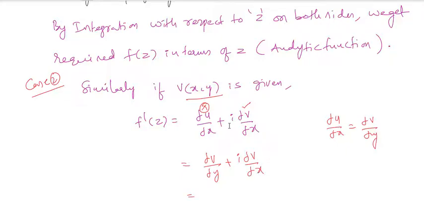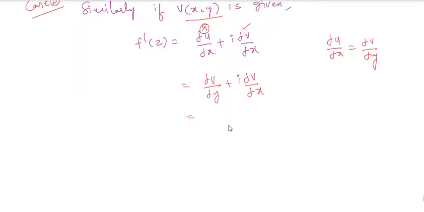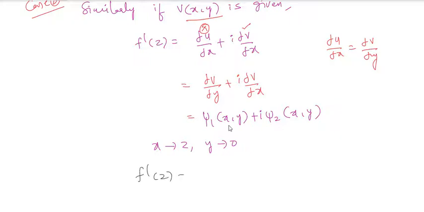So this takes some other functions. Earlier I took phi; here you will take some psi. So psi 1 of x, y plus i into psi 2 of x, y you take it as. Am I right or not? Now you have to replace x as z and y as 0. Same criteria. So now you will have your f'(z) as psi 1 of z, 0 plus i into psi 2 of z, 0.